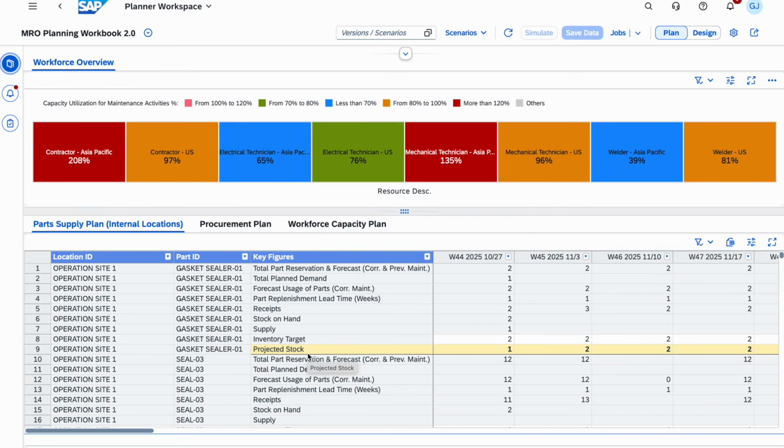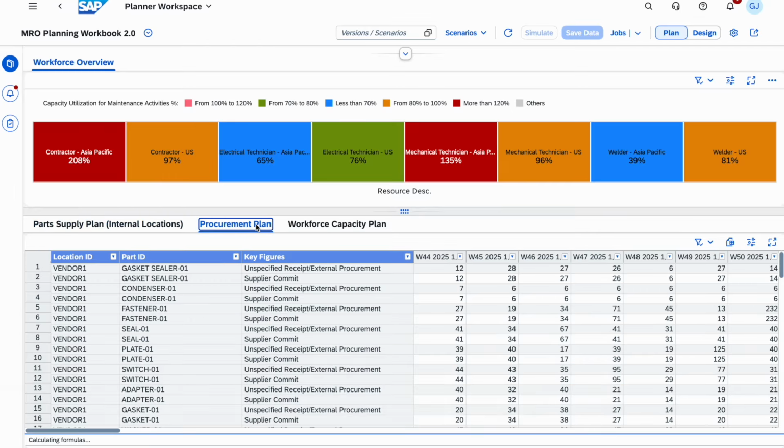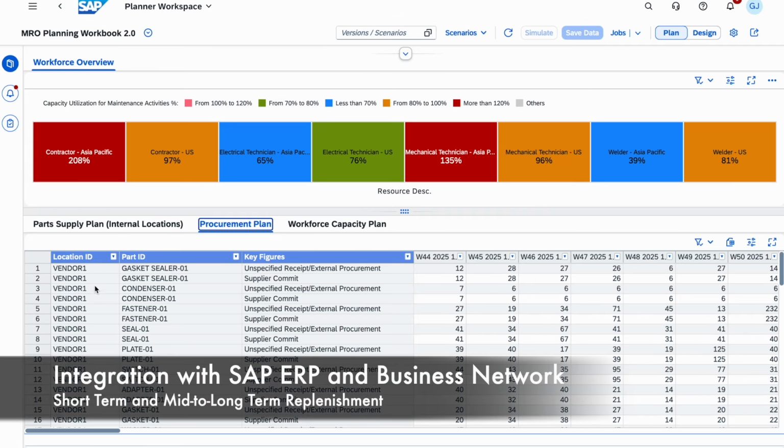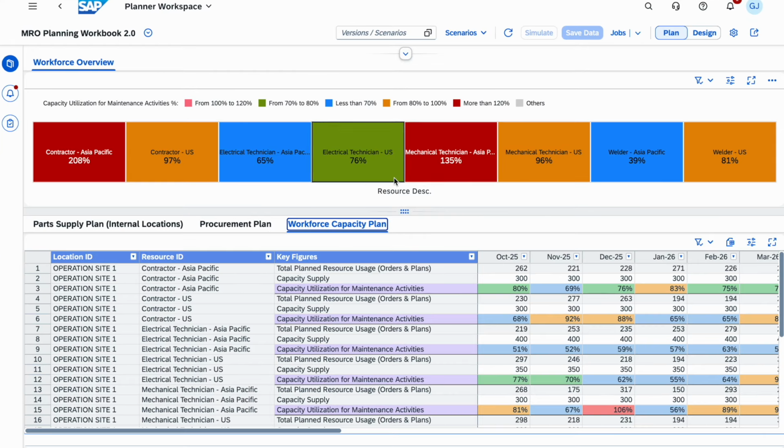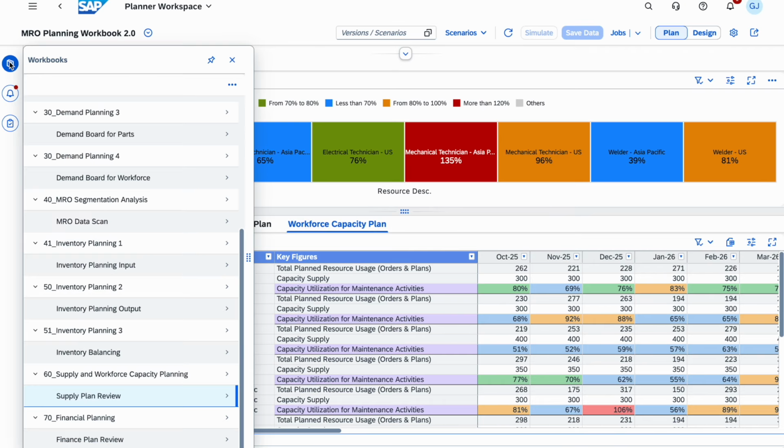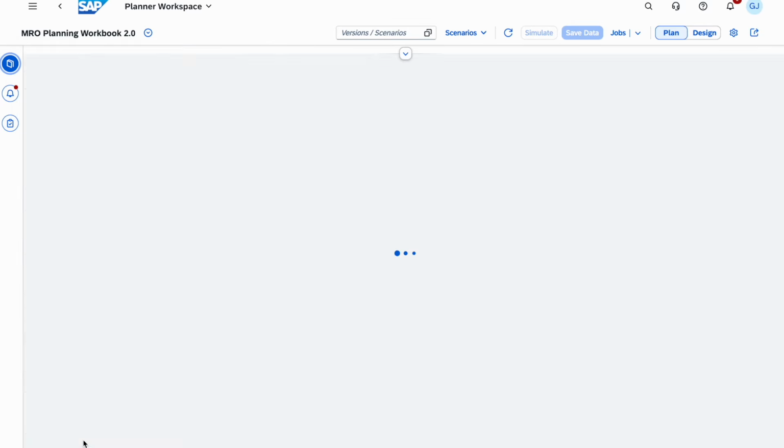As plans evolve, financial impact is automatically updated. Procurement cost exposure is visible early, so there are no surprises. SAP IBP supports business governance and better capital planning decisions. This connects MRO planning with financial accountability.